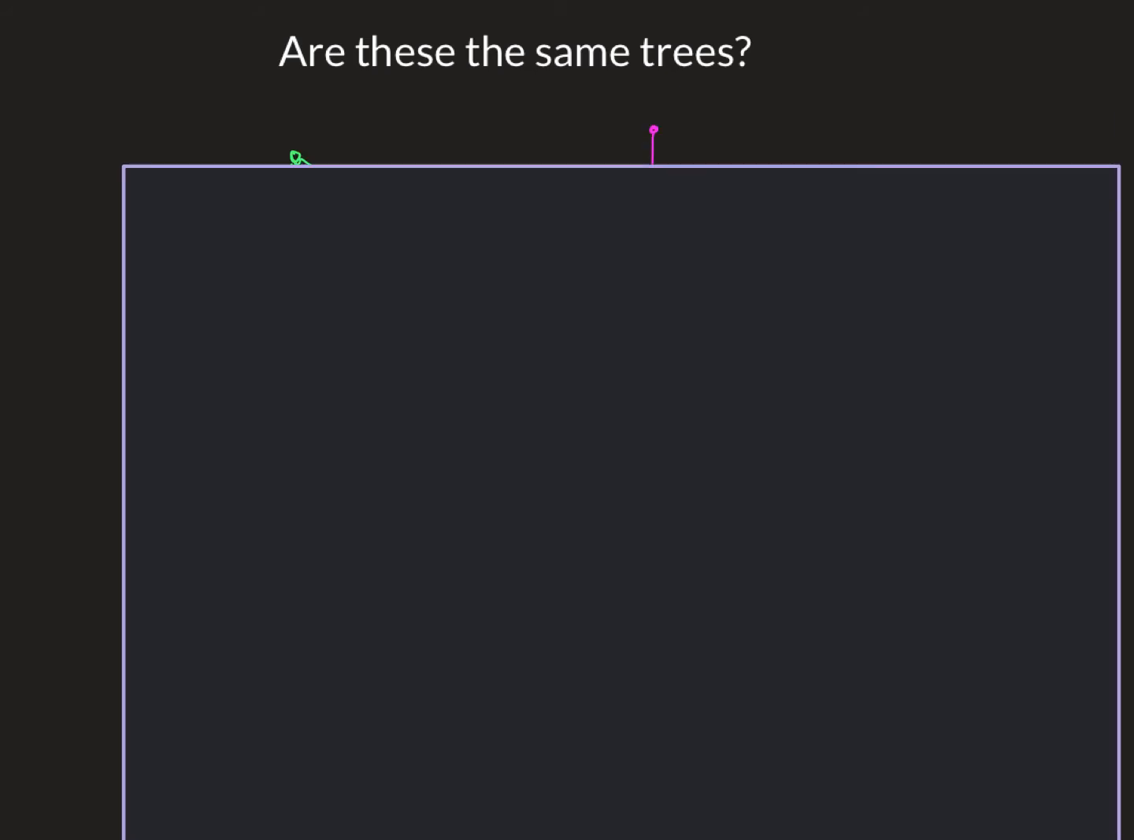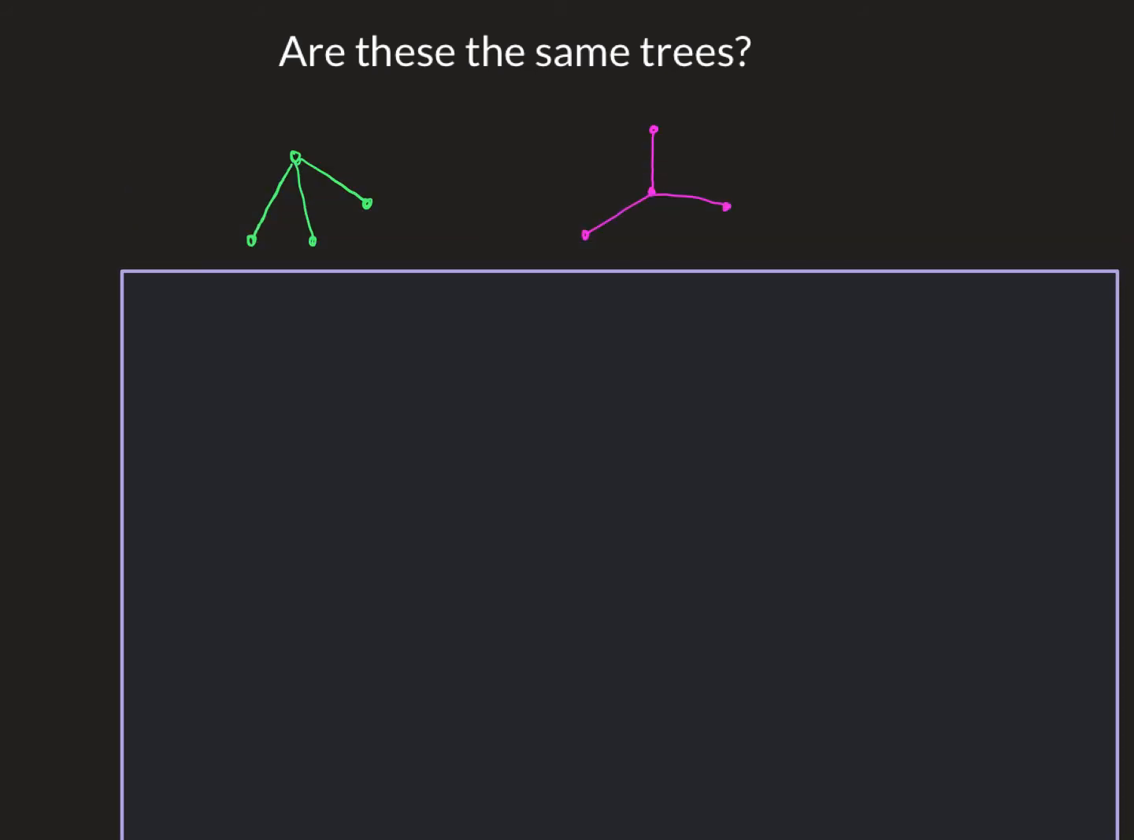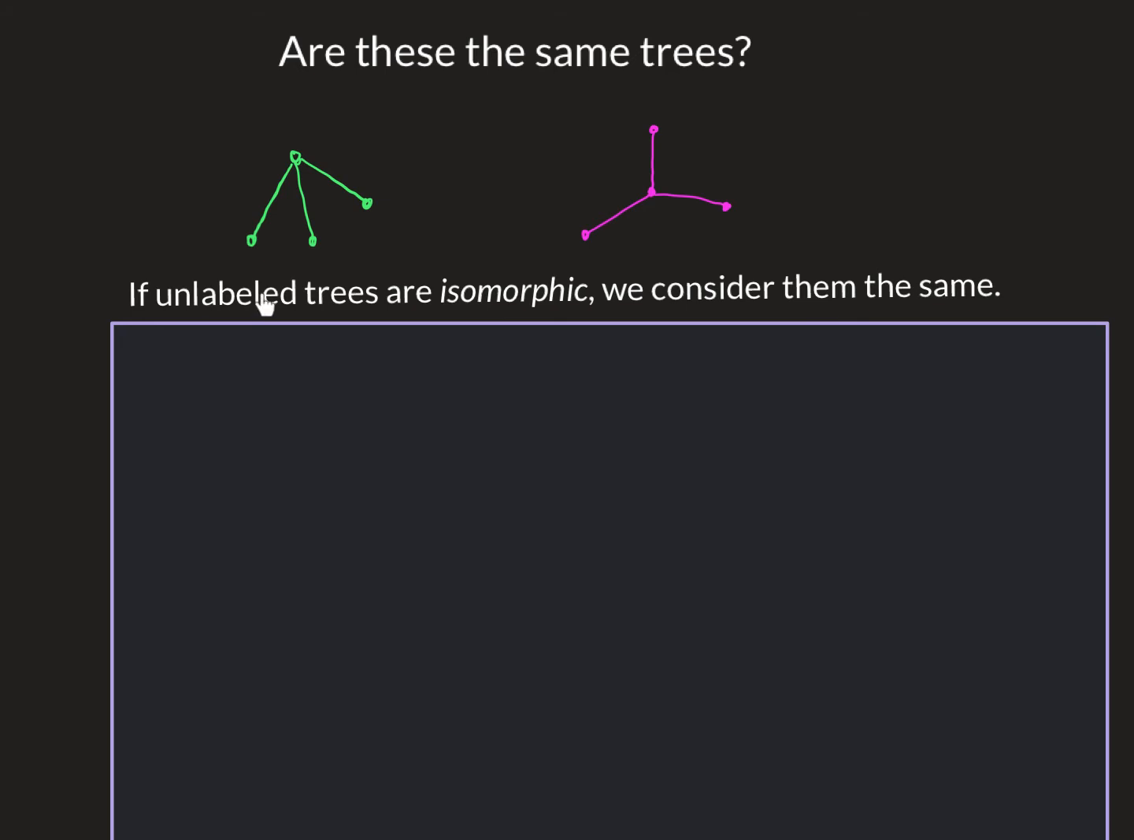Okay, so something that we might run into is asking the question of, are these the same trees? And in this case, this green tree and this pink tree are the same. The reason is that if it is unlabeled, meaning I don't care which node is which, like this one is not more special than this one, they're what we call isomorphic, meaning that I could move these edges around. Like you could imagine me kind of stretching this edge up and this edge up, and then we end up getting a green tree that looks very similar to the pink tree. Then we consider them to be the same.